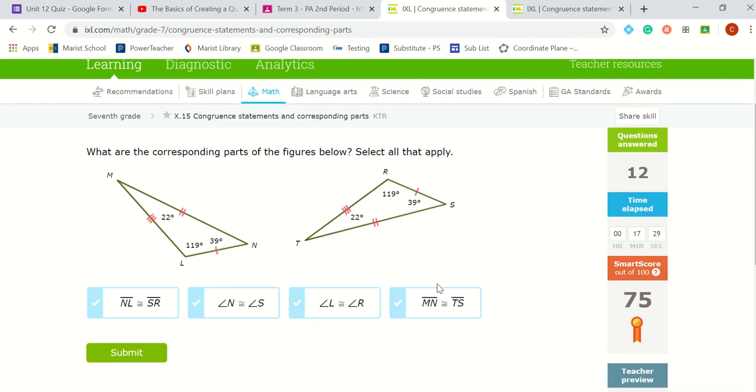Okay, corresponding parts, same idea. NL is 1 tick mark. SR is 1 tick mark. Those are congruent. Angle N is 39 degrees. Angle S is 39 degrees. Those are congruent. Angle L is 119 degrees. Angle R is 119 degrees. MN is 2 tick marks. TS is 2 tick marks, so all 4 of them are congruent this time.